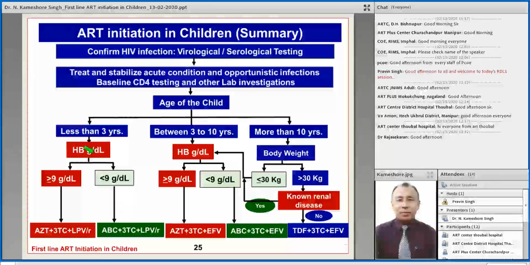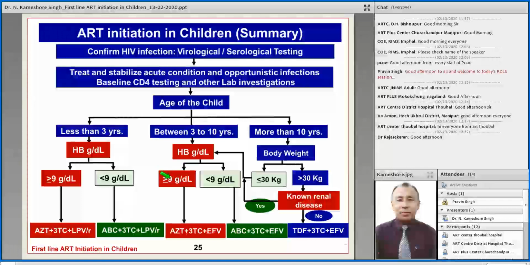then we see the hemoglobin. If the hemoglobin is more than or equal to 9 gram per deciliter, zidovudine-based regimen along with lamivudine and lopinavir, ritonavir can be used. If the hemoglobin is less than 9 gram per deciliter, instead of zidovudine we select abacavir along with lamivudine, lopinavir, ritonavir. However, if the age is between 3 years and 10 years, we see the hemoglobin first.